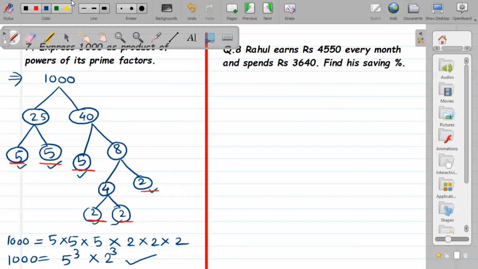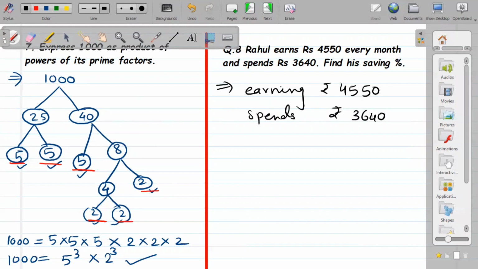Let's just move to the next question. Next question is, Rahul earns rupees 4550 every month, and spends rupees 3640. That is his expenditure. Find his saving percent.